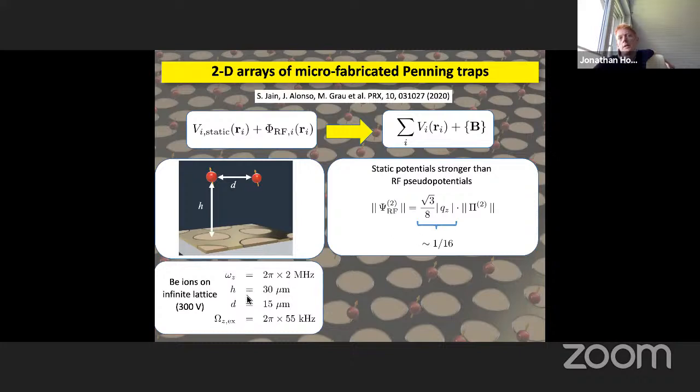And so what we find is that for reasonable parameters, we think that the splittings of the COM and the stretch type motion could be on the level of tens of kilohertz, which is higher than I think is probably possible in Paul traps.